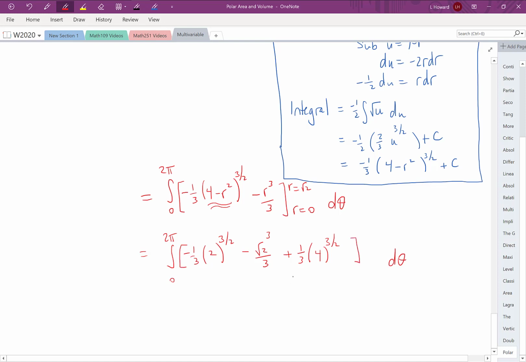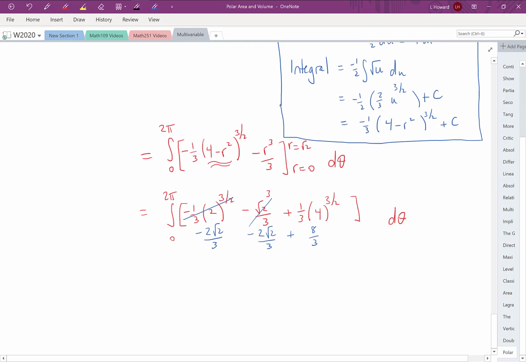Okay, so we're getting this expression here. Let's clean this up a little bit. So 2 to the 3/2, you could think of that as 2 root 2 if you want, and you could call this whole term here minus 2 root 2 over 3. The second term is actually the exact same thing. It's another minus 2 root 2 over 3. And then this last term, 4 to the 3/2, is 8. So we could call that a plus 8/3.